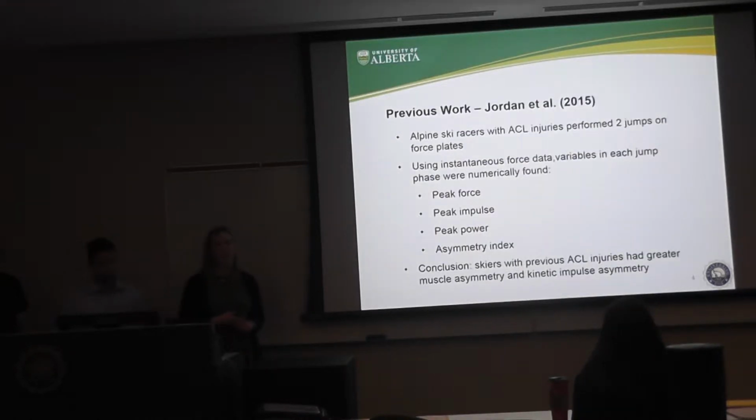The previous work that kind of sparked this study is from Jordan in 2015. This study involved looking at alpine ski racers with ACL injuries, and it had them perform two different jumps on force plates. Using instantaneous force data, the variables in each jump phase were numerically found. They looked at peak force, peak impulse, peak power, and the asymmetry index, and they came to the conclusion that skiers who had those previous ACL injuries had greater muscle asymmetry and kinetic impulse asymmetry.